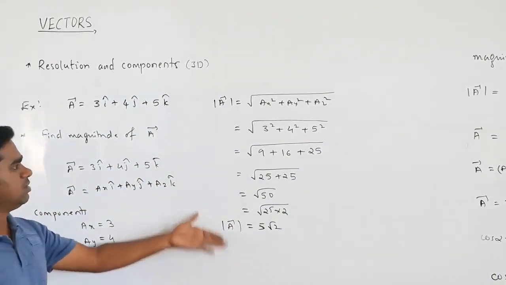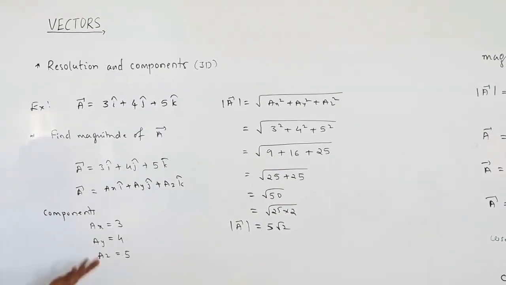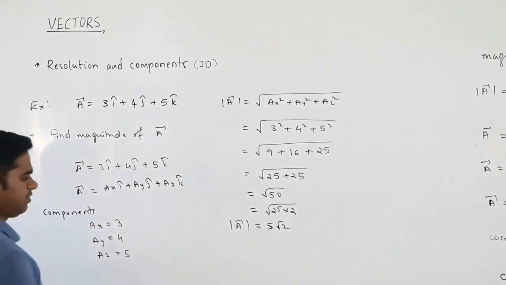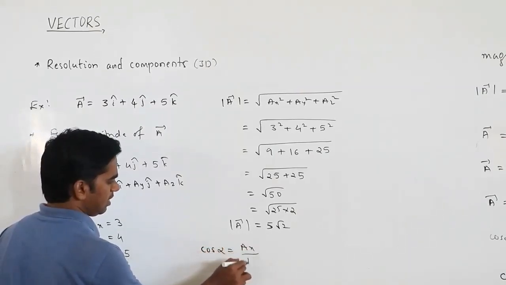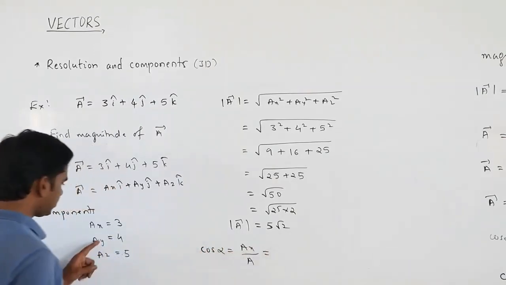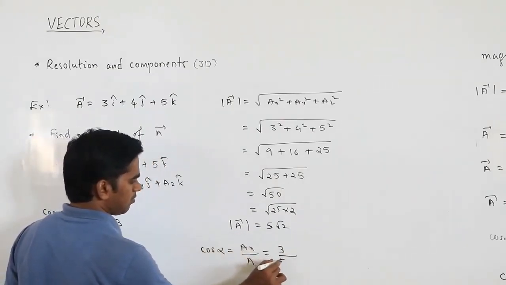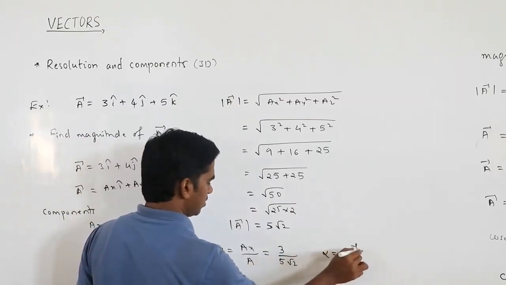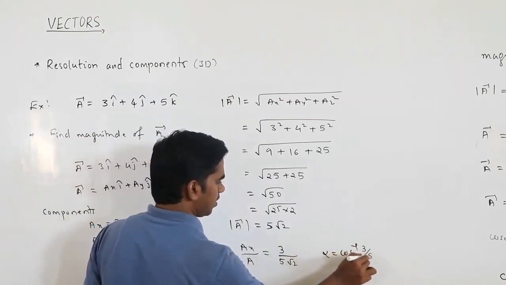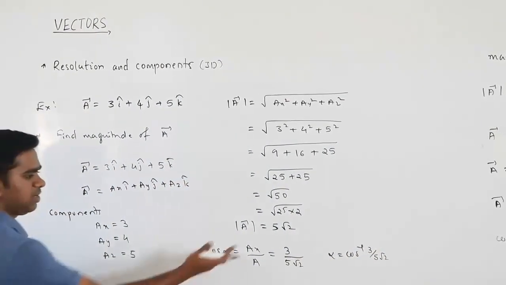Okay. So this is if they ask the magnitude. Sometimes they may ask alpha, beta, gamma also, so very simple, you can find alpha, beta, gamma. So cos alpha is what? Ax divided by A. Ax is 3. A we got here, 5 root 2. So alpha equals cos inverse of 3 by 5 root 2. Okay, we are just taking a general example.